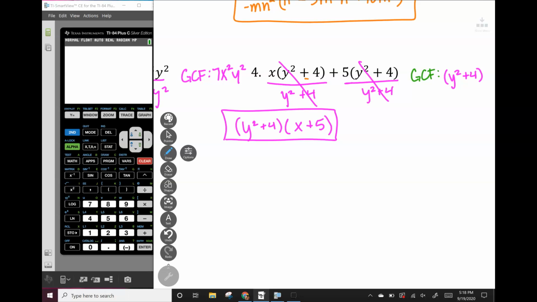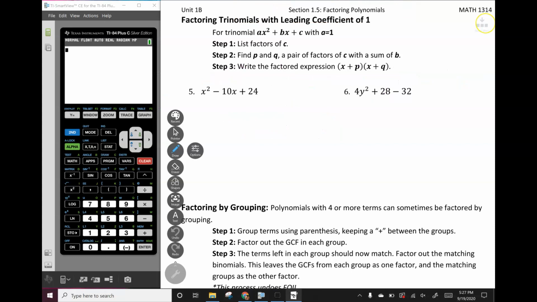And you'll see why we did that here in a second on the next page. All right, factoring trinomials with a leading coefficient of 1. So for a trinomial, ax squared plus bx plus c, which are the usual coefficients that we use on a standard trinomial, it's always a, b, and c, with a coefficient a equal to 1. So this guy's basically not there.